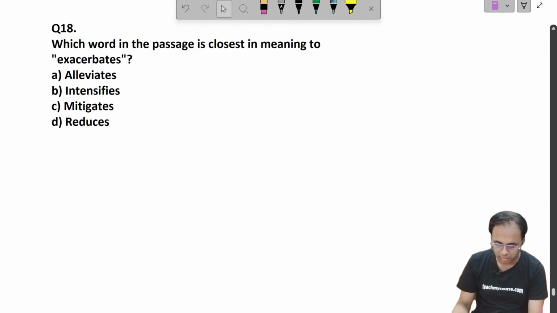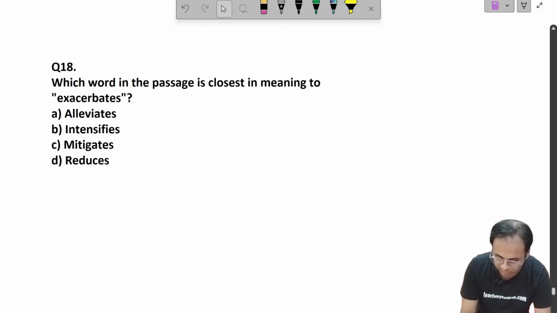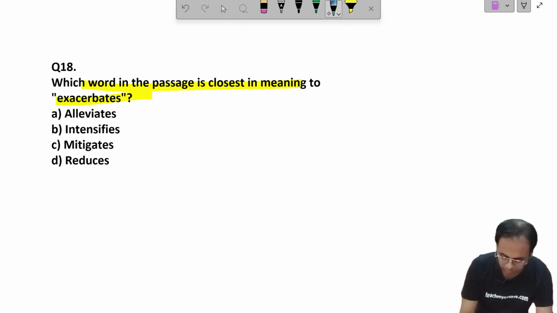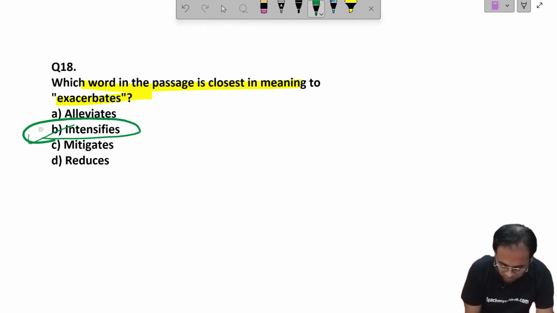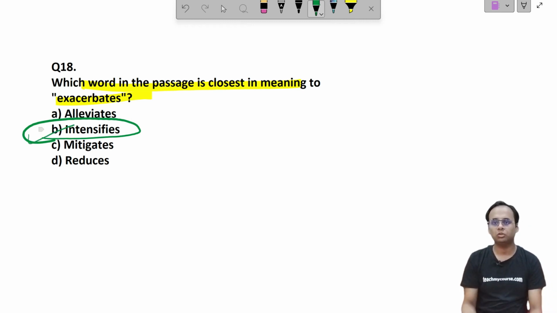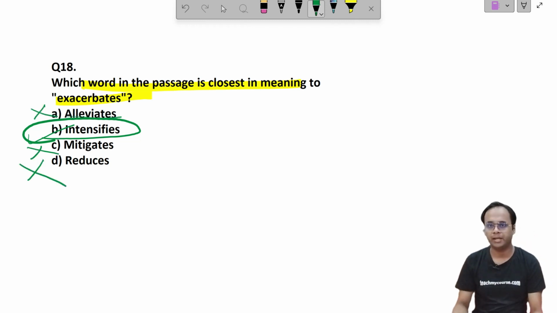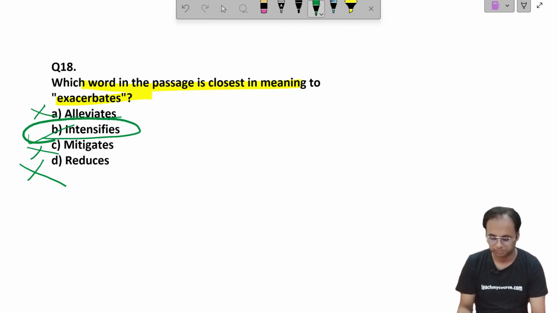Okay, next one. Which word in the passage is closest in meaning to exacerbates? Exacerbates, as I already discussed, means to worsen something. Worsen means that we are intensifying something, we are magnifying the problem. So intensifies is the right word because alleviates means to remove or to mitigate something. Alleviate and mitigate cannot be the ones, and reduces means the same as alleviate. So intensifies is the word which is closest in meaning to exacerbates.